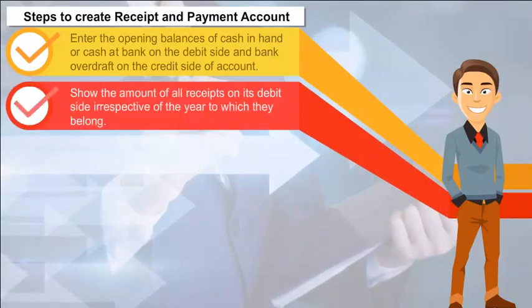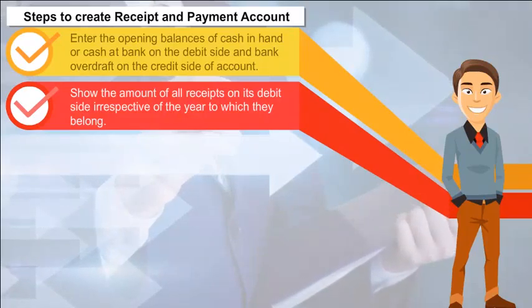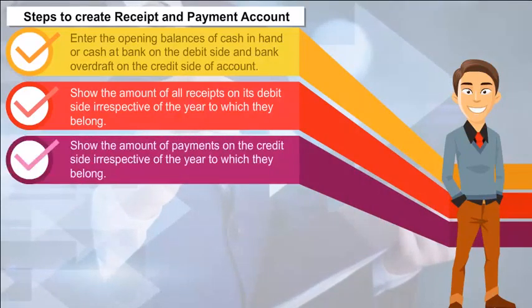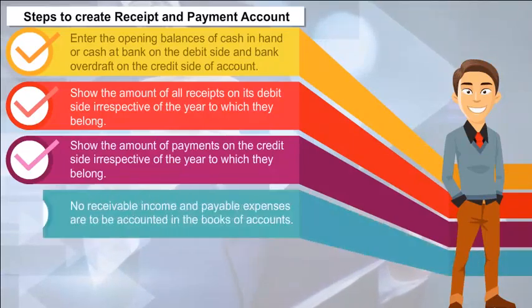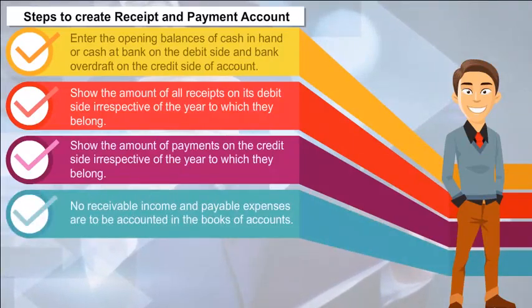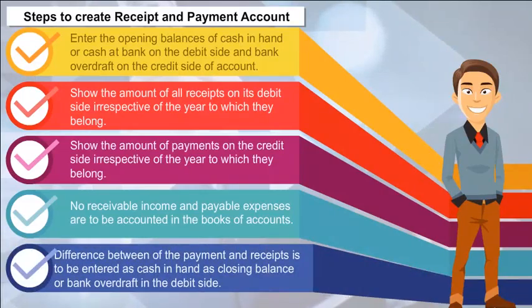Show the amount of all receipts on its debit side, irrespective of the year to which they belong. Show the amount of payments on the credit side, irrespective of the year to which they belong. No receivable income and payable expenses are to be accounted in the books of accounts. The difference between the payments and receipts is to be entered as cash in hand as closing balance, or bank overdraft in the debit.